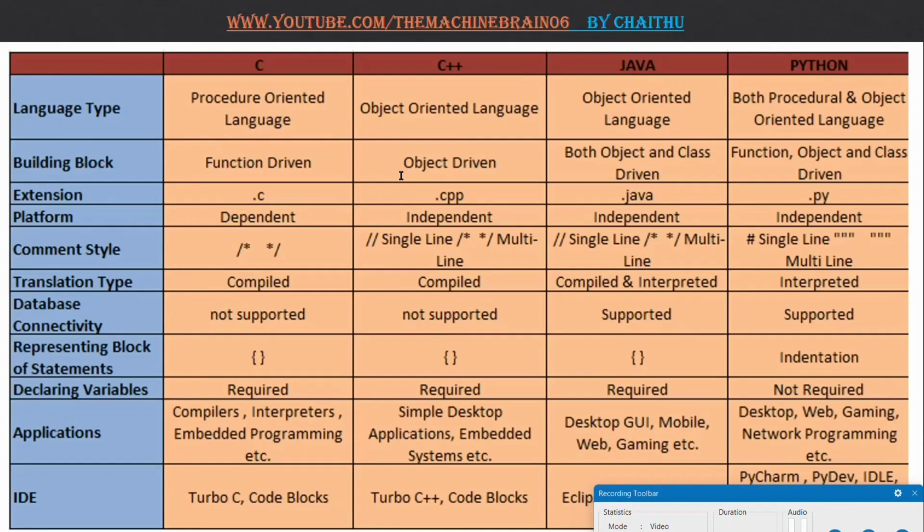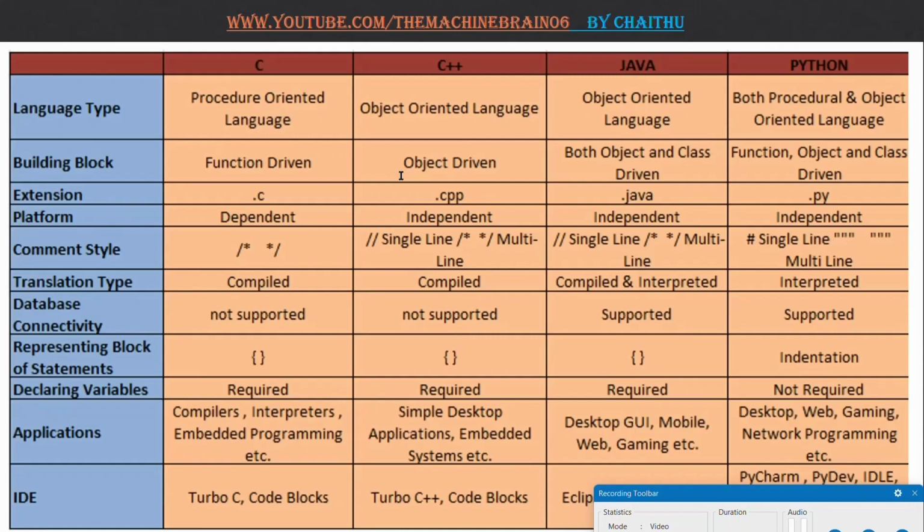Next we will go with the building blocks. Building blocks means blocks of code. C is function driven. C++ is object driven, it has classes and objects, whereas C has functions. Java is object oriented, so it is object and class driven. Python contains objects, functions, and classes. It contains user defined functions and also predefined functions, and it is object and class driven.